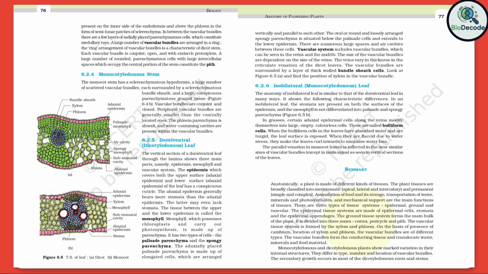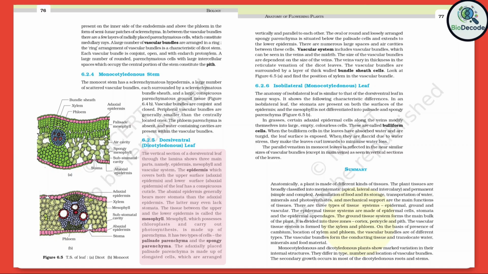Dorsiventral, dicotyledonous leaf. A vertical section of a dorsiventral leaf through the lamina shows 3 main parts: the epidermis, mesophyll, and vascular system. The epidermis covers both the upper adaxial and lower abaxial surfaces of the leaf and has a conspicuous cuticle. The abaxial epidermis generally bears more stomata than the adaxial surface, which may even lack stomata.